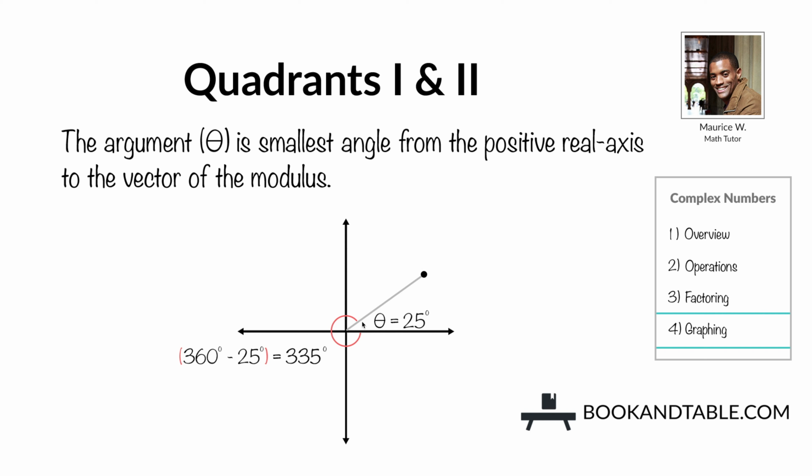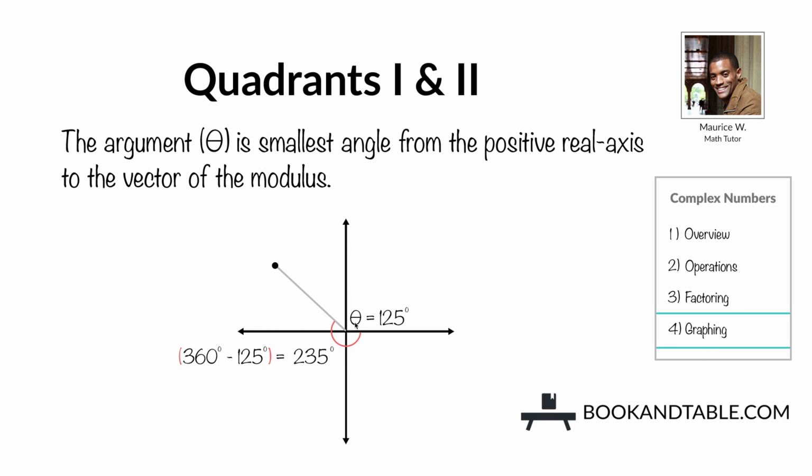So we know theta, or the argument, is always going to be counterclockwise, moving from the real axis in quadrant 1. Same thing in quadrant 2. The angle from the positive real axis to the vector of the modulus will always be shortest moving counterclockwise, because moving clockwise will always require going more than 180 degrees. Moving counterclockwise will always require going less than 180 degrees.